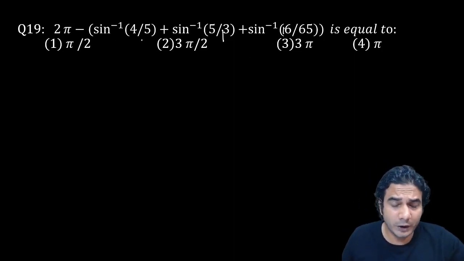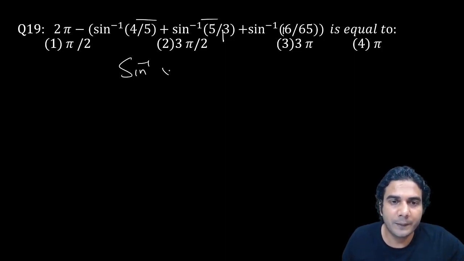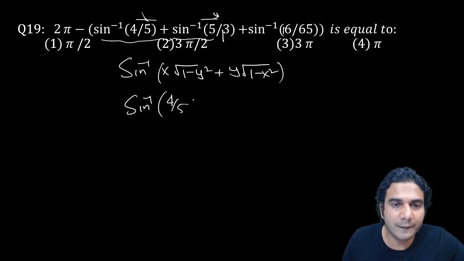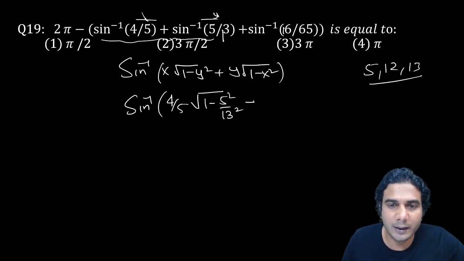All right, so if x square plus y square is less than 1, then you can apply this formula of sine inverse of x into under root of 1 minus y square plus y into under root of 1 minus x square. Okay, so yes, you can see x square plus y square is less than 1. So apply this formula and club these two terms at least. So after clubbing these two terms, it will be 4 by 5 under root of 5 by 13. So this is a Pythagorean triplet, 5, 12 and 13, right? Pythagorean triplet. So it will be 1 minus 5 square by 13 square, which is going to be 12 by 13, right? Plus it is 5 by 13, and this is also a Pythagorean triplet, 3, 4, 5.